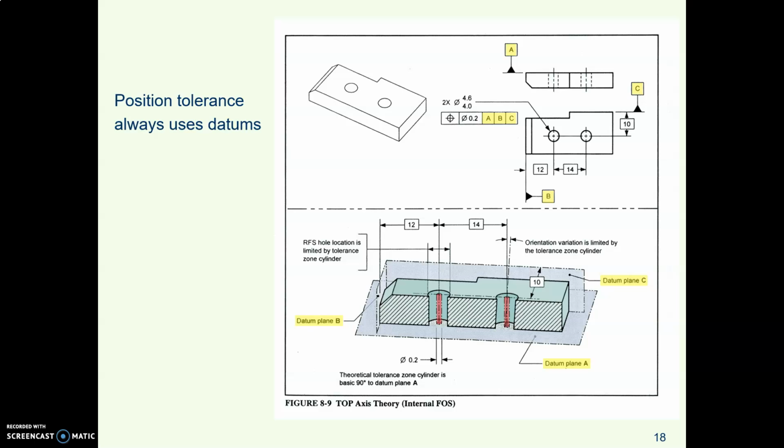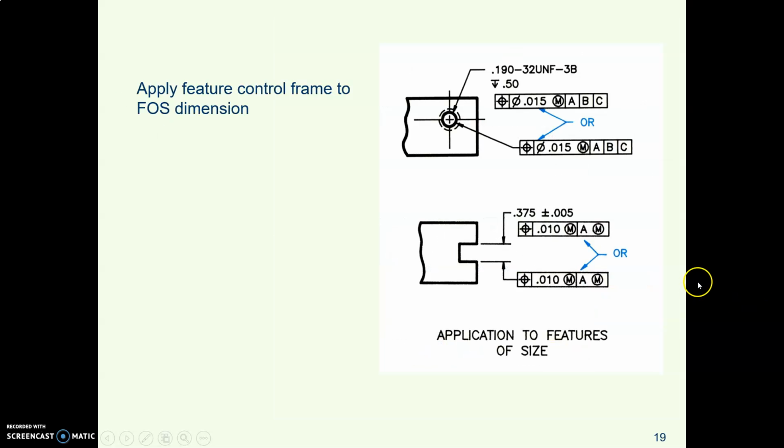Position tolerances always use datums so that we can inspect the position of this part. And you might remember that datums are listed in order: primary, secondary, tertiary. The primary datum, in this case datum A, makes 3 points of contact. The secondary datum makes 2 points of contact, and the tertiary datum makes 1 point of contact. And here is our datum reference frame illustrated at the bottom.